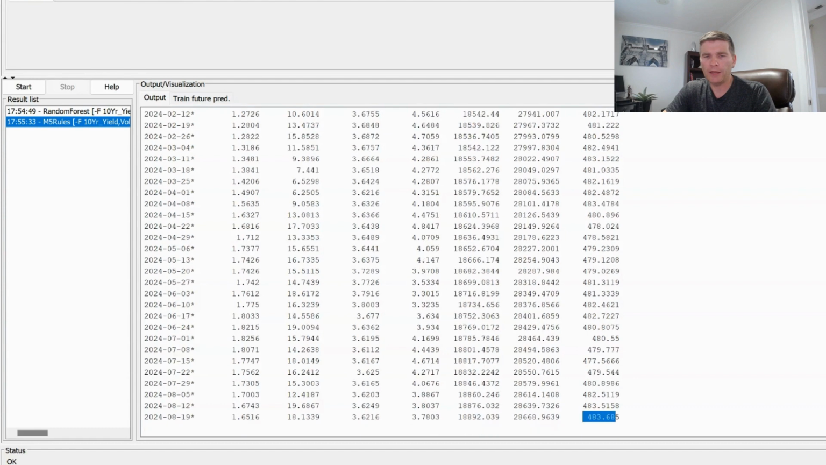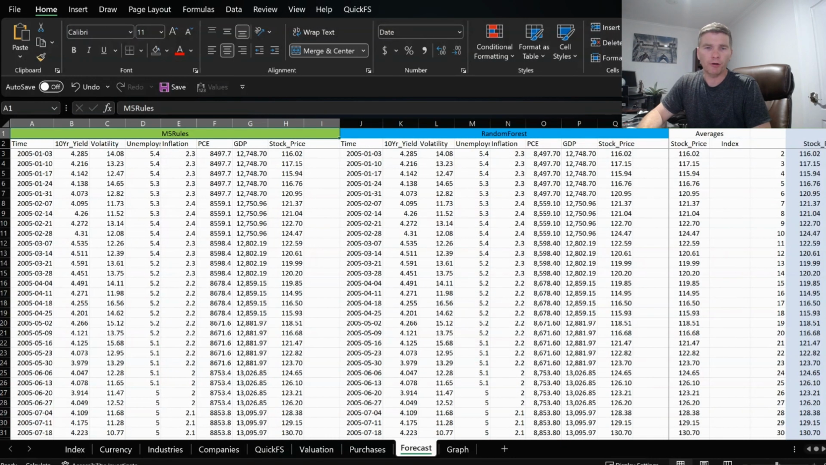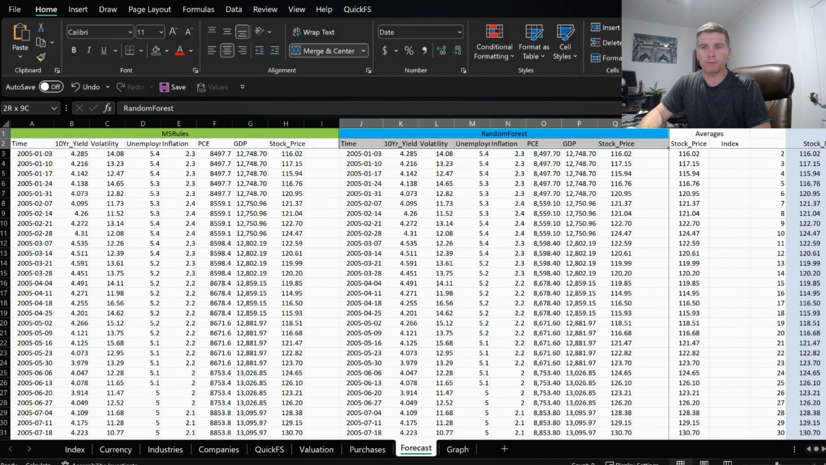So about flat using the M5 rule, but let's take this, put it into Excel, and compare it with the S&P 500 I did the prior week. Here in Excel, you can see I already brought the data in from Weka for the M5 rule and random forest, and this data goes all the way back to January 2005. With that, we'll jump over to the graph tab and start graphing this.